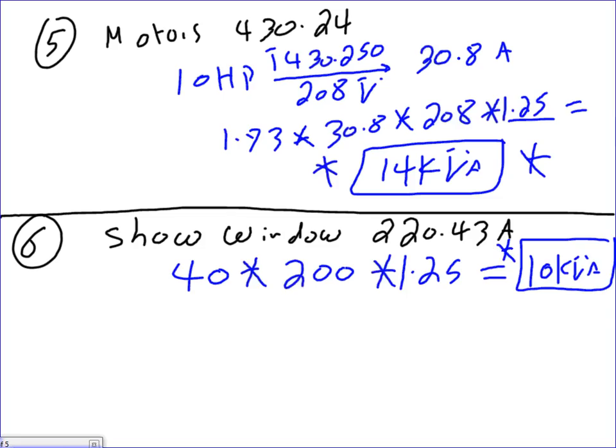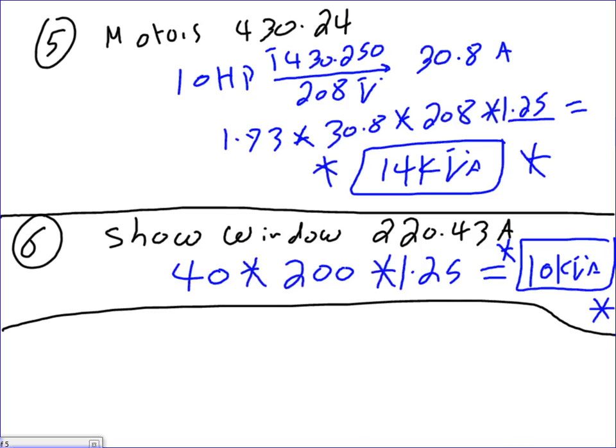And you're going to carry this one, no derating. You're going to carry it all the way down. And because I'm going to be greedy, I'm going to stick another calculation here. So that's it. Show window. The feet multiplied by the 200 multiplied by 1.25 gives you 10 kVA, add it all the way down.